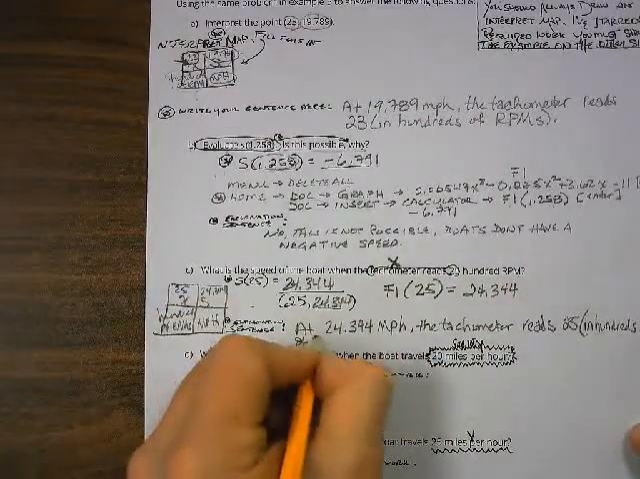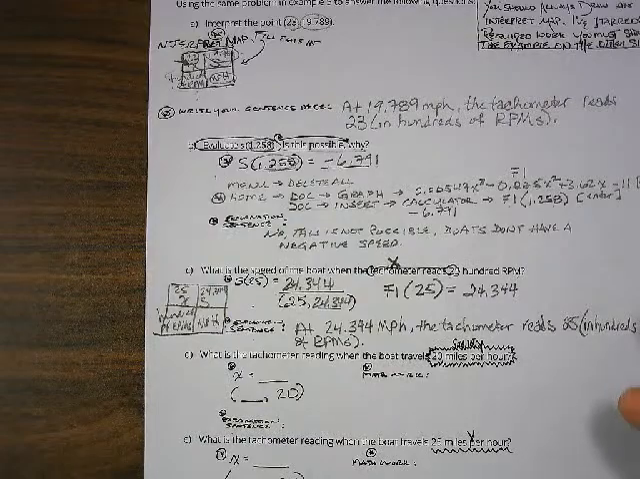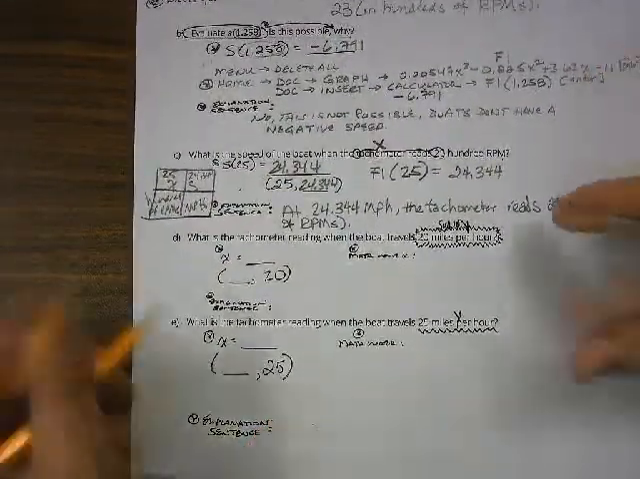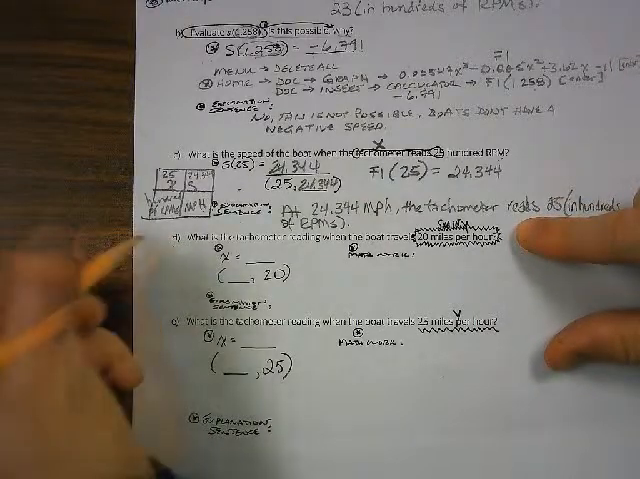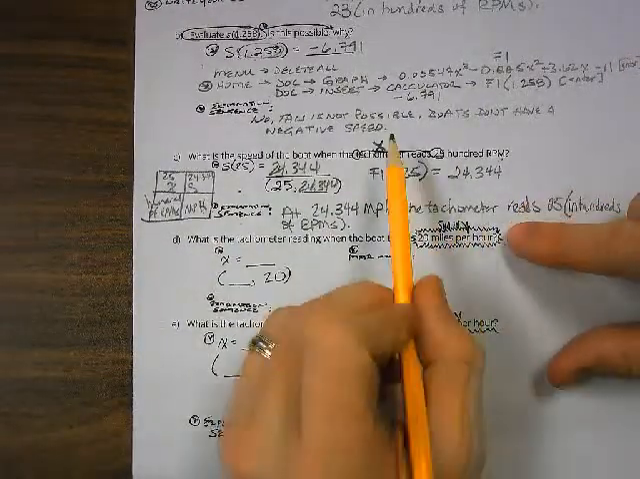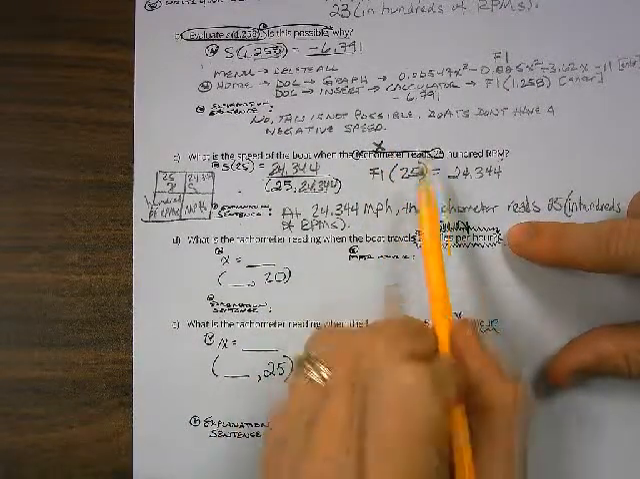So now we're ready to read the next question. It says, what is the tachometer reading when the boat travels 20 miles per hour? So now we're not talking about what the tachometer reads. They don't give us that. They give us the other variable, the y variable. So 20 miles per hour is going to go into the y variable.